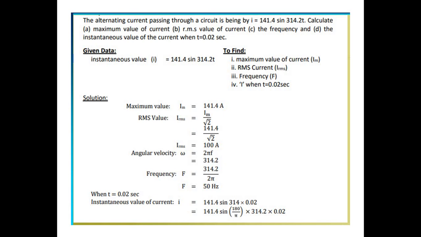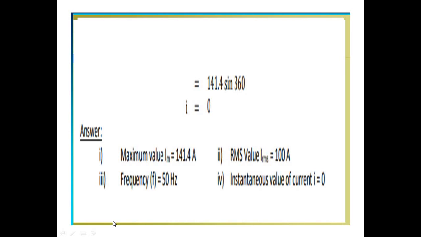When T is equal to 0.02 second, instantaneous value of current is 141.4 sin of 314 into 0.02. The resultant value is 141.4 sin 360, so I is equal to 0. Maximum value Im is equal to 141.4 amps. Frequency is equal to 50 Hz. RMS value IRMS is equal to 100 amps. Instantaneous value of current I is equal to 0.